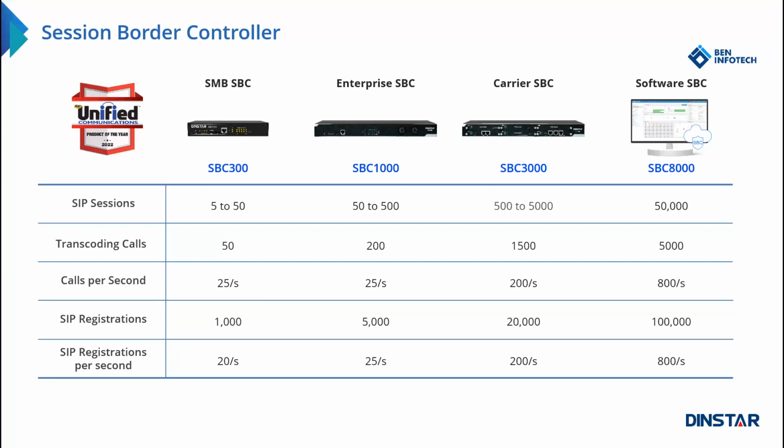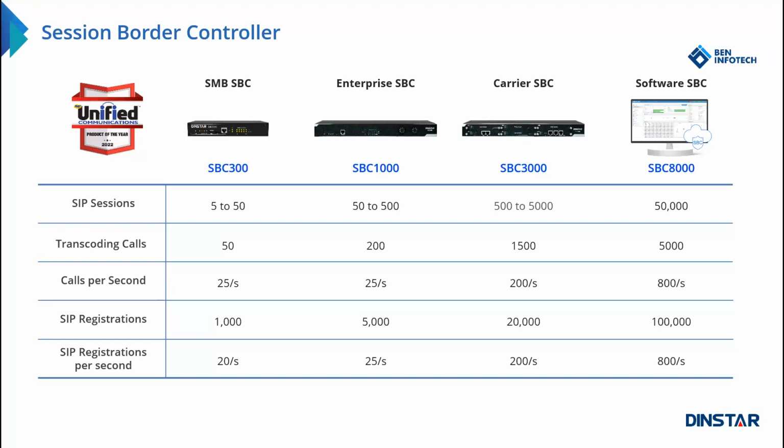Coming down, you have transcoding calls. This is basically the number of calls that you can make between two different environments using two different codecs. In SBC 300, it's 50. In SBC 1000, it's 200. In SBC 3000, it's 1,500, and SBC 8000, it's 5,000.